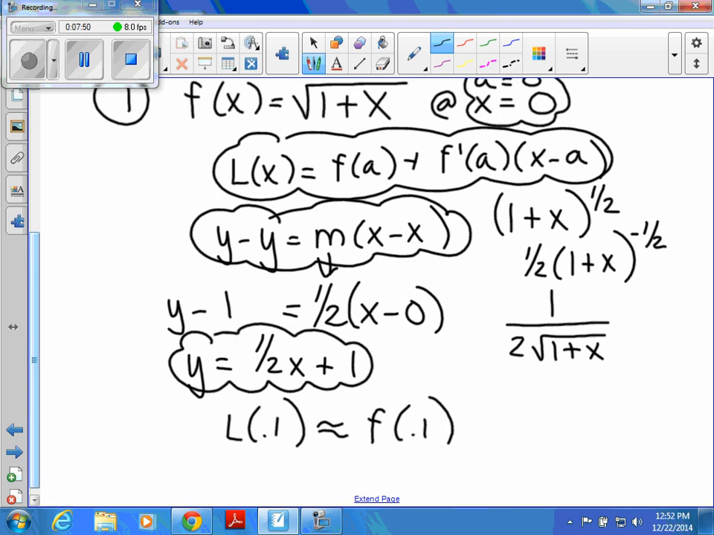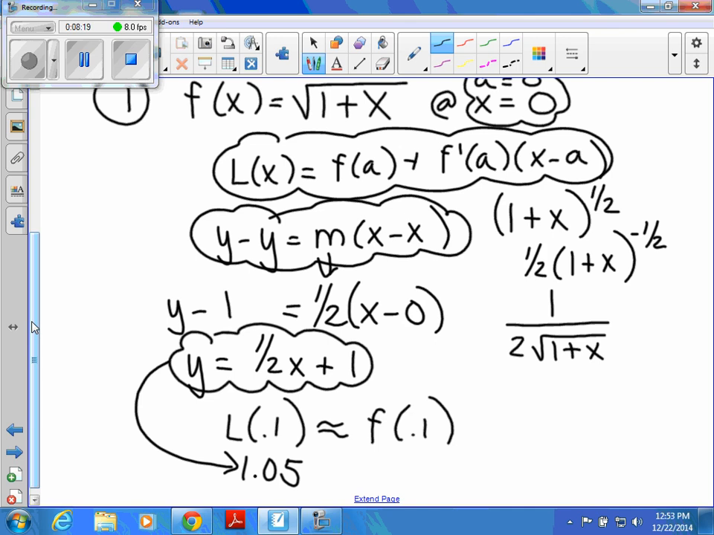So all you're going to do is, isn't this the linearization formula? All you're going to do is plug what in for the x? 0.1, and when you do that, you get 0.5 times 0.1 plus 1. You get 1.05. When you plug 0.1 in here, you're going to get 1.05, and you're going to see how close it is to the exact value at 0.1, at the f of x spot.